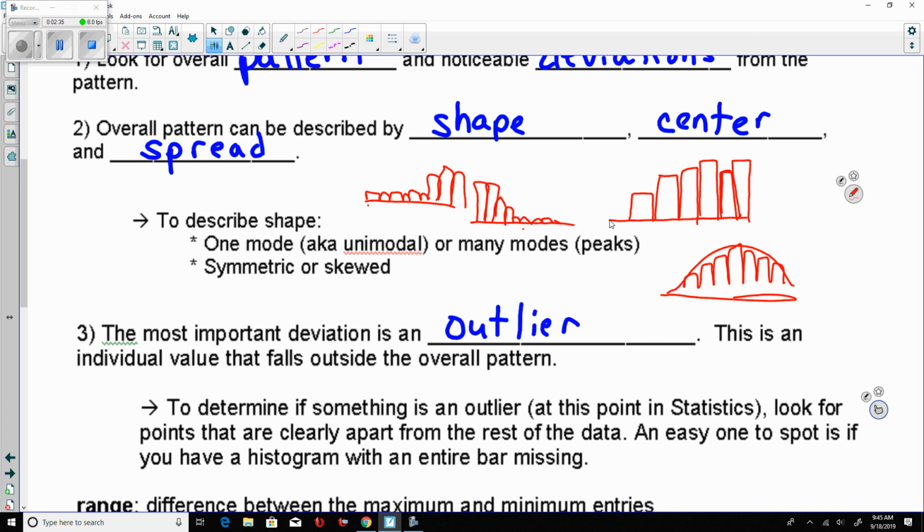And then one of the most important deviations is an outlier. This is an individual value that falls outside the overall pattern. So if we have our data like this, and then maybe we have one way over here, that's an outlier.